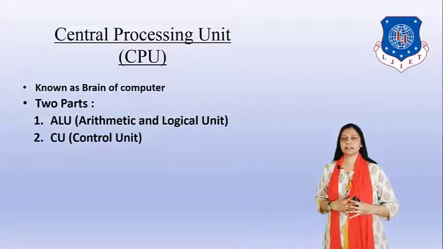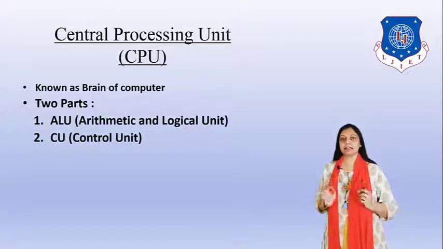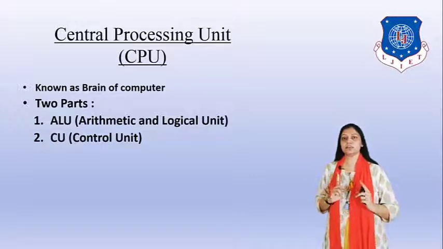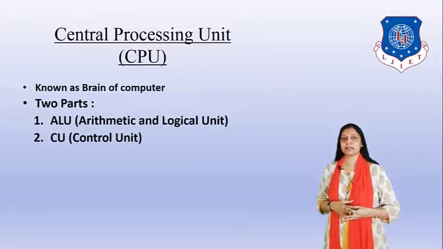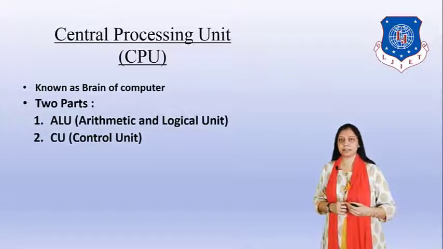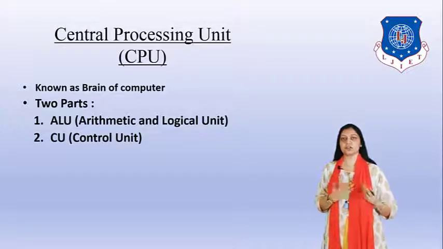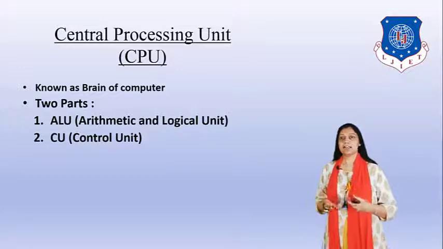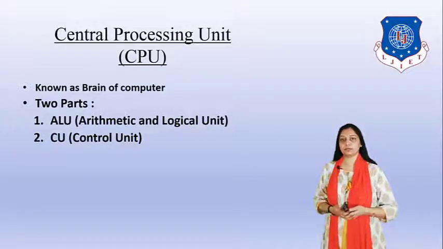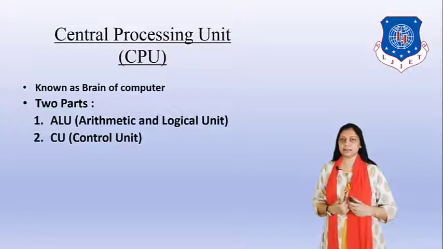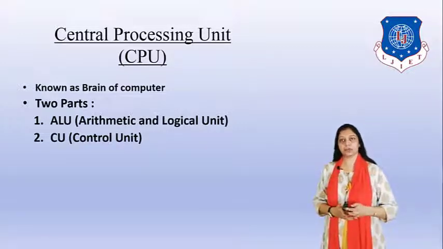This CPU is further divided into two parts. One is ALU and another is CU. ALU is arithmetic logic unit, CU is control unit. Now what is the job of ALU? As the name suggests, it is used for performing arithmetic operations like addition, subtraction, multiplication, division and so on. Logical operations means testing for conditions in your program, where your output would be either true or false. Say for example, I want to test whether a number is greater than 100. For that the logical unit will play its role.